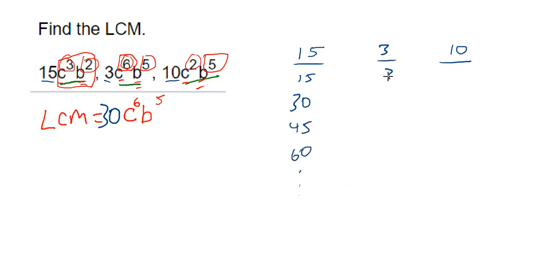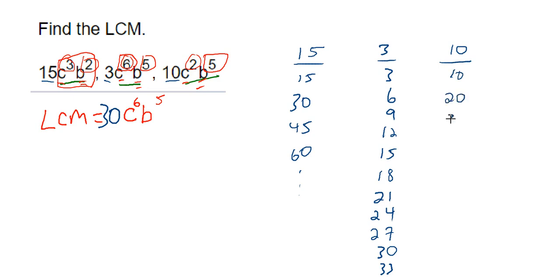The multiples of 3 would be 3, 6, 9, 12, 15, 18, 21, 24. I feel like I'm going to skip one if I go too fast. 27, 30, 33. It goes on beyond that. And for 10, it's 10, 20, 30, 40, 50, 60, etc.